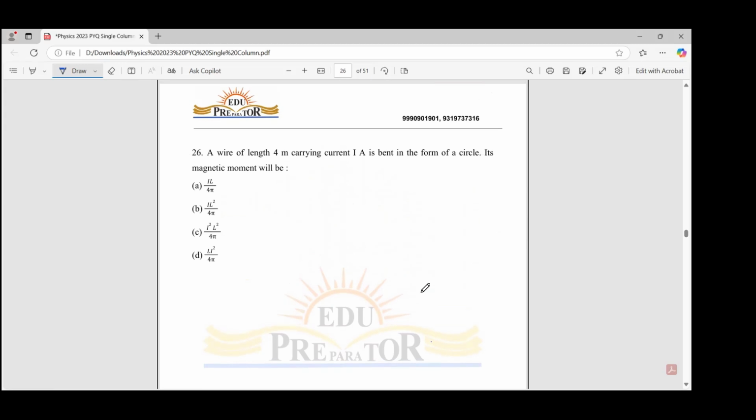Now, a wire of length L carrying current I ampere is bent in the form of a circle. So you have L length of wire bent in the form of a circle of radius R. It means the length will be equal to the circumference, making the radius L upon 2 pi. I hope I have made myself clear. The radius will be equal to L upon 2 pi.